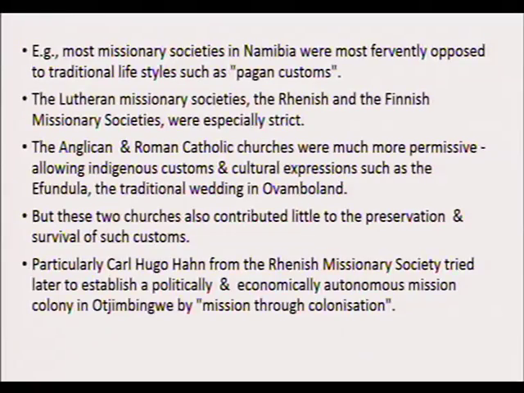They allowed indigenous customs and cultural expressions such as the ifundula, the traditional wedding in Ovambuland, but they also did very little to contribute and preserve the survival of these customs. Particularly Carl Hugo Hahn from the Rhenish Missionary Society tried later to establish a politically and economically autonomous mission colony in Ochimbingwe by mission through colonization.